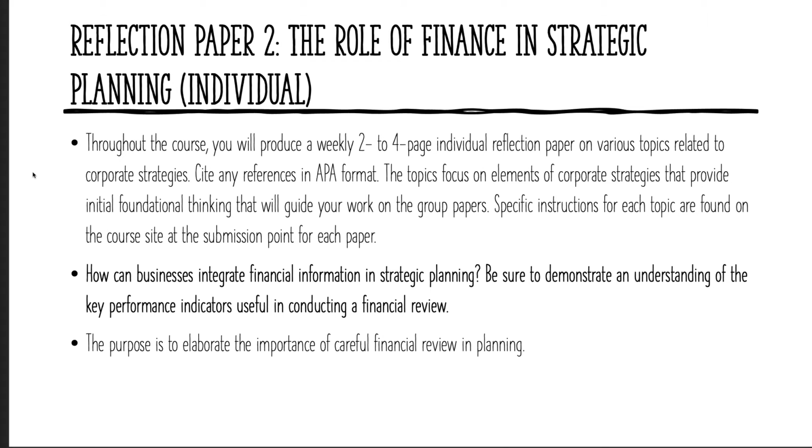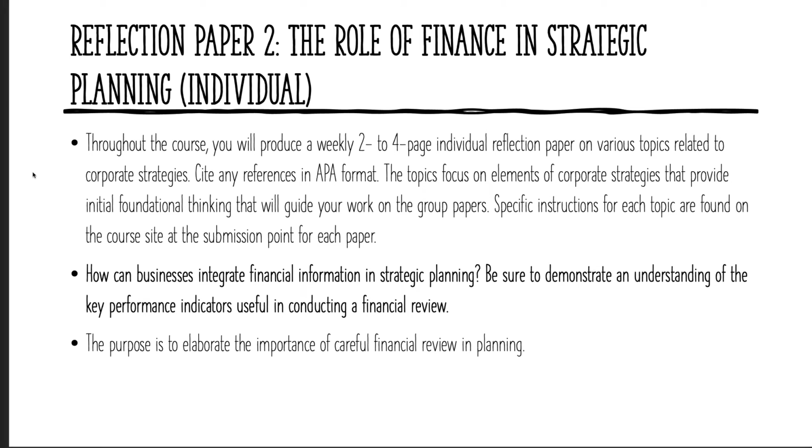Reflection paper number 2, the role of finance in strategic planning. I'm not going to read you the first bullet point, but it's a 2 to 4 page paper. It's all right for you to do this single spaced because it's just a lot less scrolling for me, quite honestly. Not that I'm that lazy, but it's just quicker. So a 2-page double spaced paper is actually a 1-page single spaced paper, just for reference point.